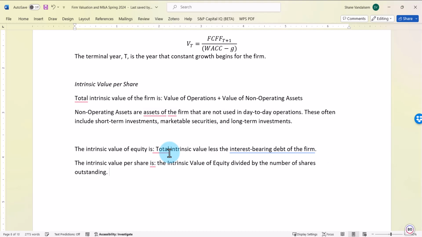And just as a reminder, when we talk about intrinsic value, we're talking about the value that's calculated from the fundamentals of the firm. And it is separate from the market value of the firm, which is the value that we observe the investment being traded at in the marketplace.